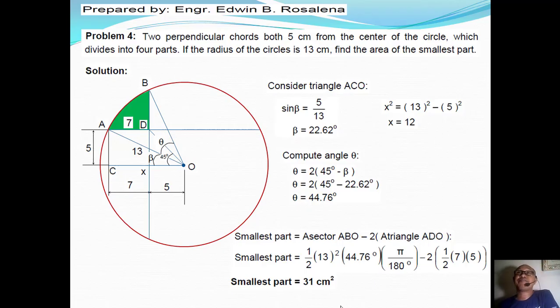Okay, so that presents the problems involving cyclic quadrilateral, general quadrilateral, and then for circles and the parts or the geometric figures cut from circles, we have the sector and the segment. Okay, so stay tuned for the next videos to be posted.